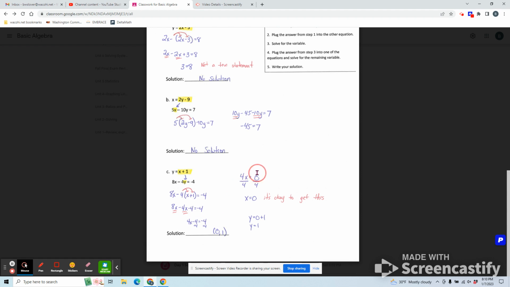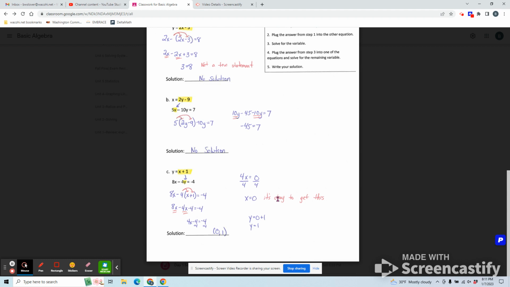And lots of students like to stop right here and say, wait a minute, Mr. Slover, 4x equals 0? That's not possible. It is possible, right? 4 times x equals 0. 4 times something is going to give us 0. So to undo that multiplication, I divide. 0 divided by 4 is 0. It's okay to get x equals 0. It's okay to even get y equals 0. It's okay to get 0, 0 as a solution.